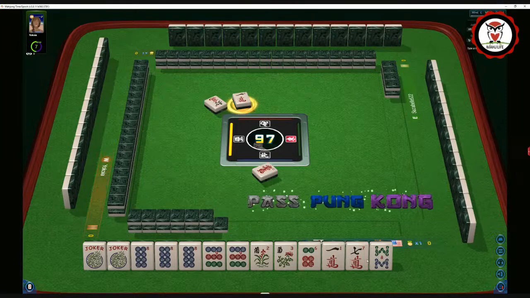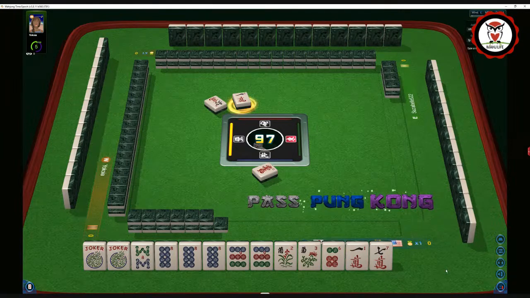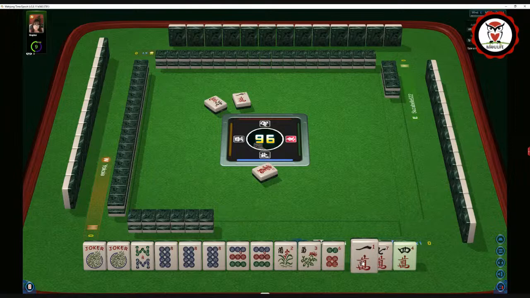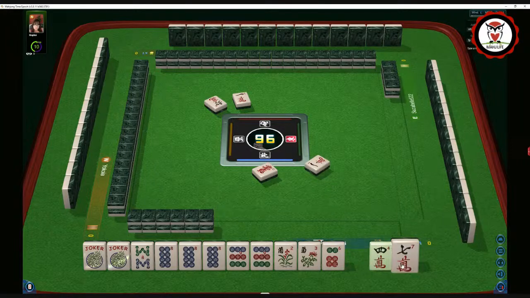1 character. Maybe we even keep that 8. We could maybe switch to like numbers, I suppose. Always good to have options. 1 character.